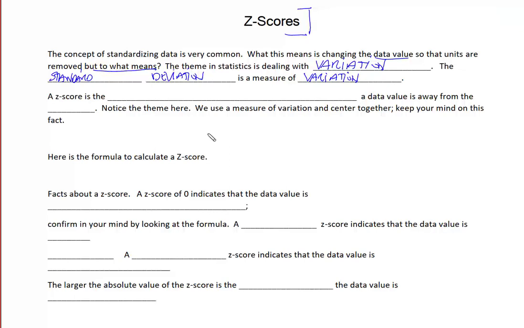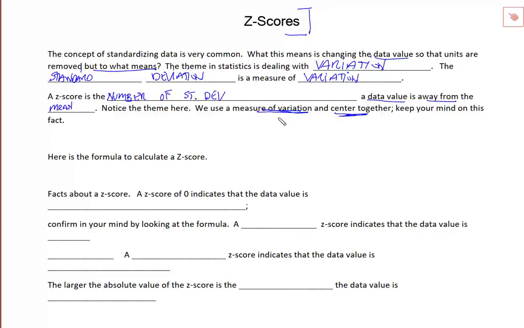So please memorize this fact. A z-score is the number of standard deviations a data value is away from the mean. That's what a z-score is. How many standard deviations is a data value away from the mean? Again, notice the theme here. We use a measure of variation and center together. Keep that in mind as you look at this fact.